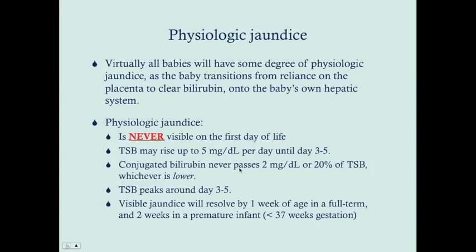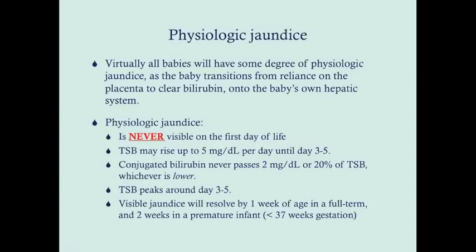Okay, so hopefully that makes sense. 2 milligrams per deciliter is not always the sharp cutoff for conjugated hyperbilirubinemia. It can be 20% of the total serum bilirubin. If the total serum bilirubin is below 5, that can be the cutoff as well. The total serum bilirubin will peak around day 3 to 5.